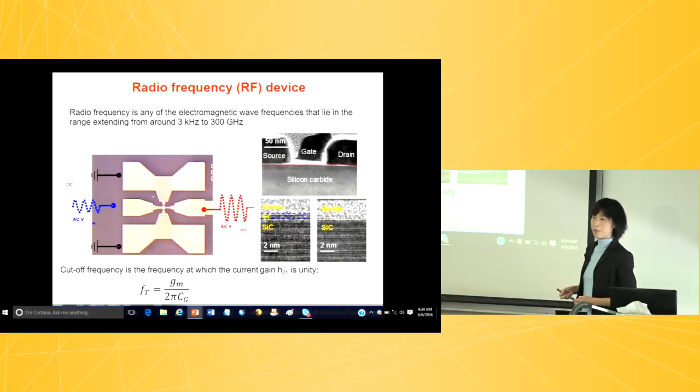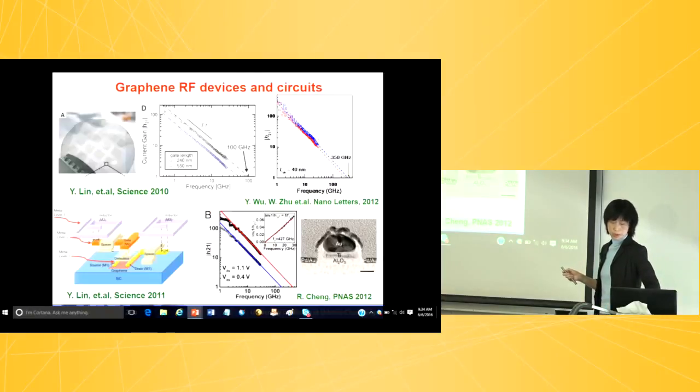One key figure of merit of an RF device is called the cutoff frequency. The cutoff frequency is defined as the frequency when the current gain, H21, equals 1. The current gain is the output current at the drain divided by the input current at the gate. We can derive that the cutoff frequency is proportional to the transconductance, which is related to the DC performance, divided by the capacitance. The red figure shows the cross-section of a graphene RF device built on silicon carbide. Since graphene has very high mobility, it has very high transconductance, so the cutoff frequency can be very high.